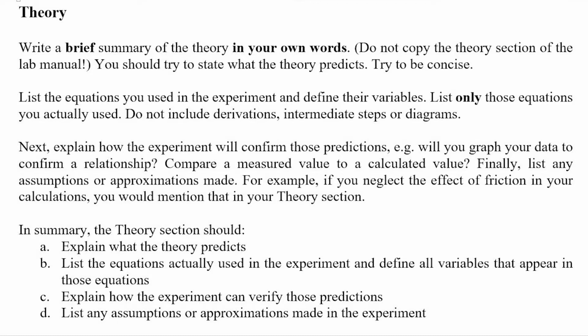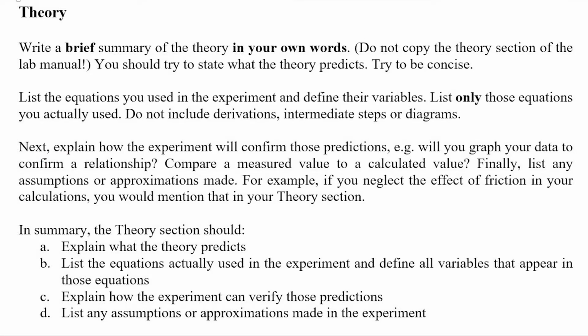The fourth thing that you put in your theory section is to list all of the assumptions or approximations that you made. So for example, did you assume that there was no friction? Did you assume that the friction on the cart was the same for a flat track as it was for an inclined track? Did you assume that the weight of something like a paperclip or a string was negligible? Things like that are what you list as your assumptions and approximations.